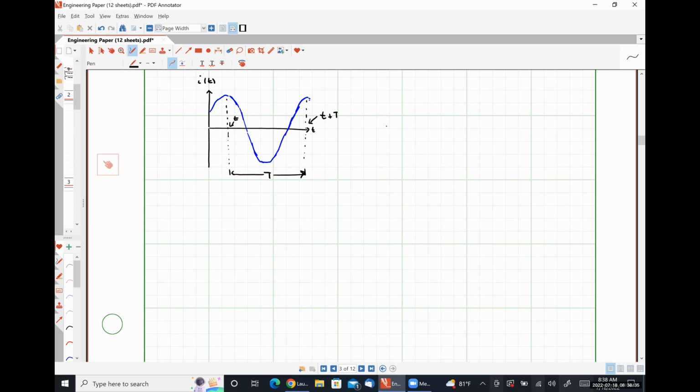So our current as a mathematical function could be written as Im cosine of omega t plus some arbitrary phase angle, theta I. And for me to apply my effective value equation, I have I effective is equal to the square root of 1 over T integral from lowercase t to lowercase t plus capital T of I squared dt prime by definition.